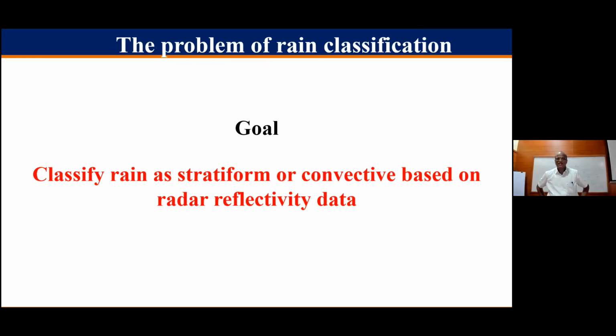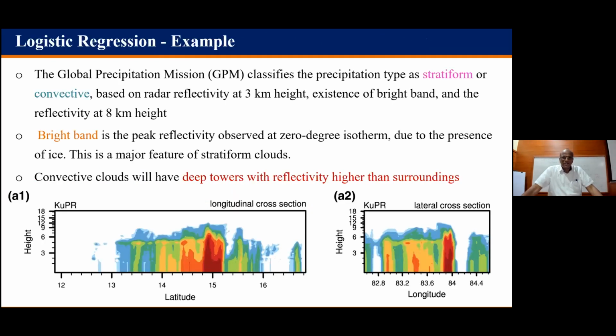Classify rain as stratiform or convective based on radar reflectivity data. Radar, we already talked about this radar instrument. Let's go into the same episode: Vardah cyclone hitting Chennai in 2016. The Global Precipitation Mission, GPM, classifies the precipitation type as stratiform or convective based on the radar reflectivity at 3 km height and existence of a bright band. That means near the 0 degree isotherm, we look at something very bright. Why is it bright? Because in the black and white days, it used to look very bright.